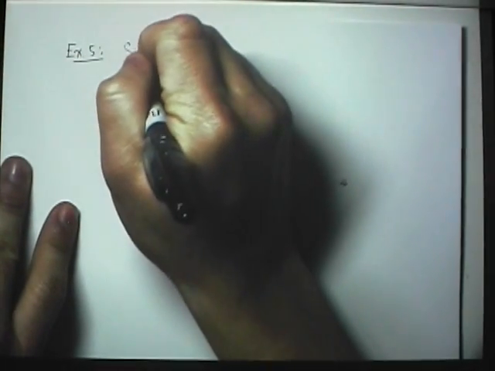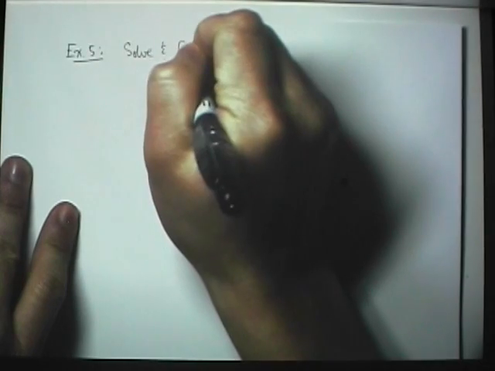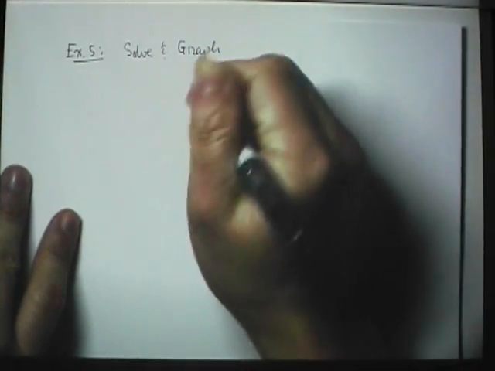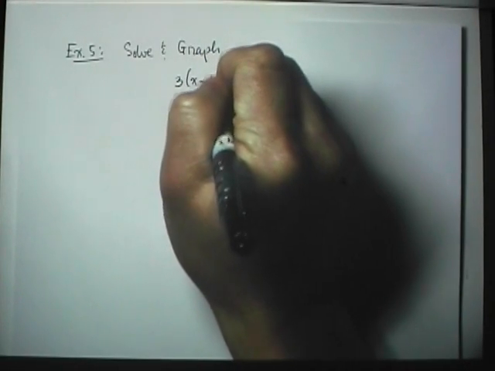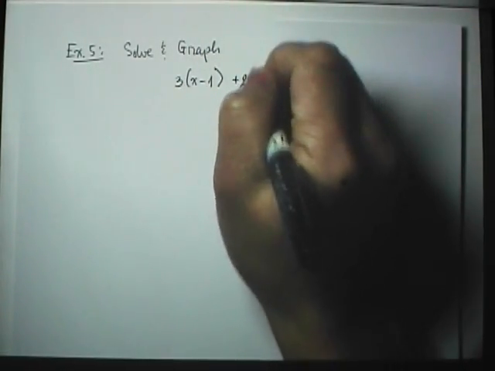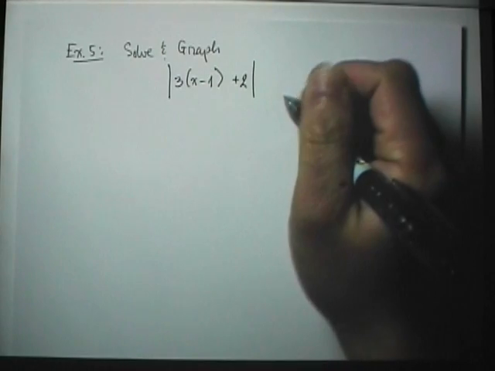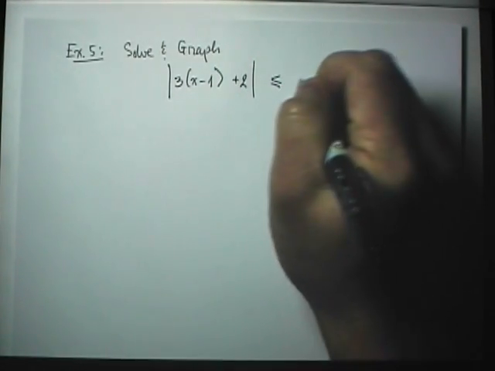Let's look at example 5 here. Once again, we want to solve and graph. The inequality that we have is the absolute value of 3 times x minus 1, plus 2, all of that in absolute value, less than or equal to 20.